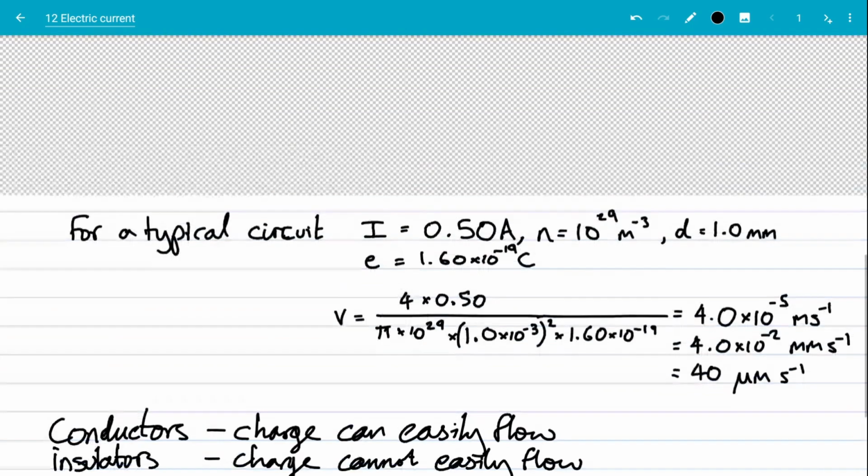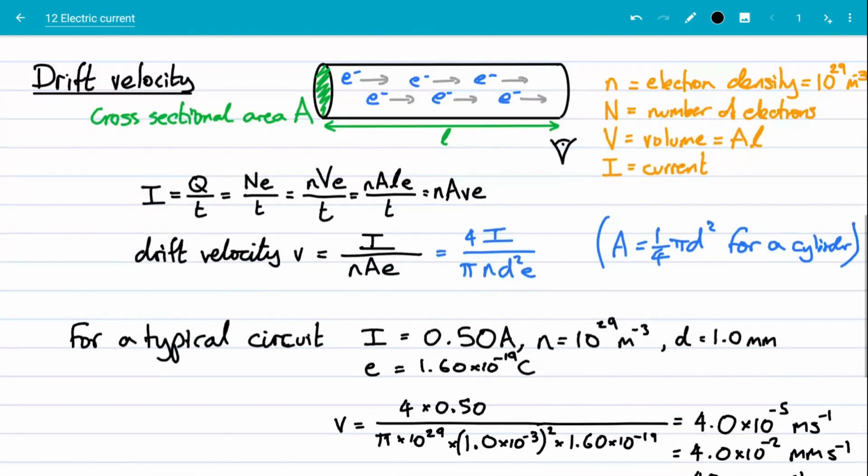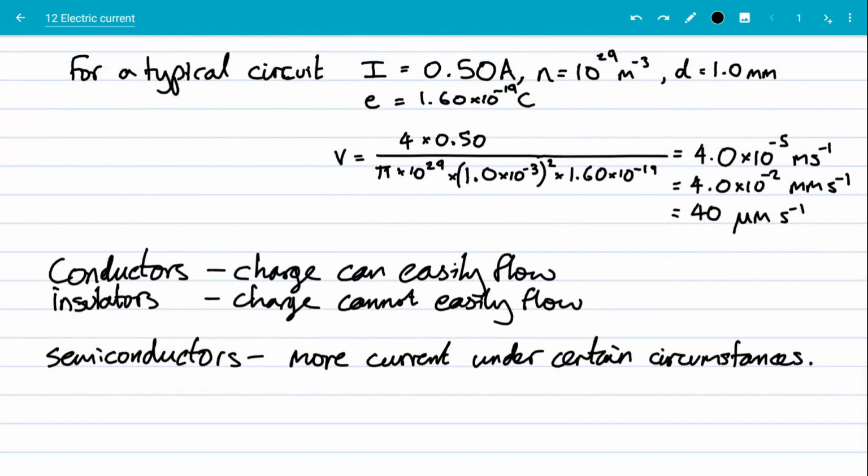What happens with semiconductors is the number of free charges per unit volume, the charge density, the electron density, depends on things like temperature. It can depend on light intensity level. It can depend on pressure, I guess. It can even depend on current. So more current can actually change the number of charge carriers there are per cubic meter. So semiconductors are very interesting materials indeed.